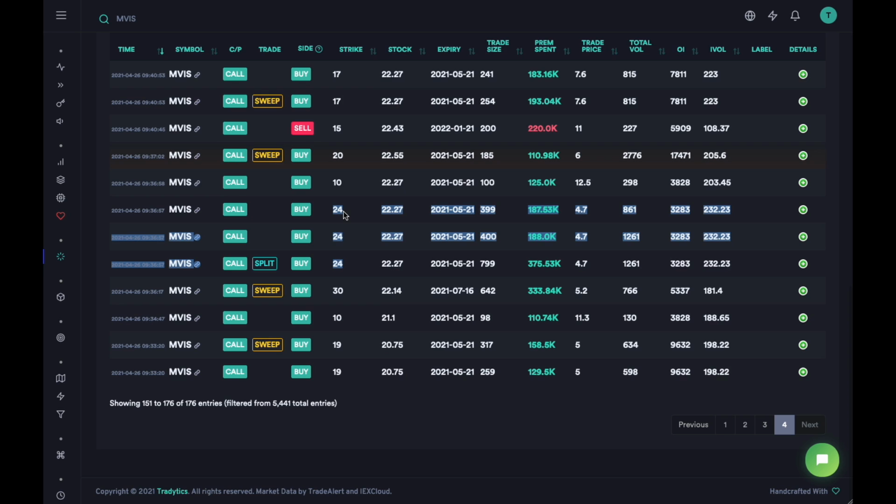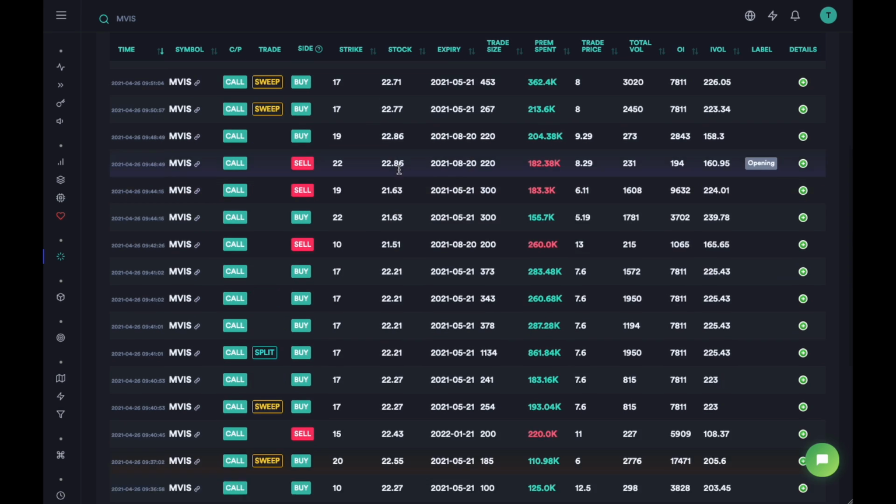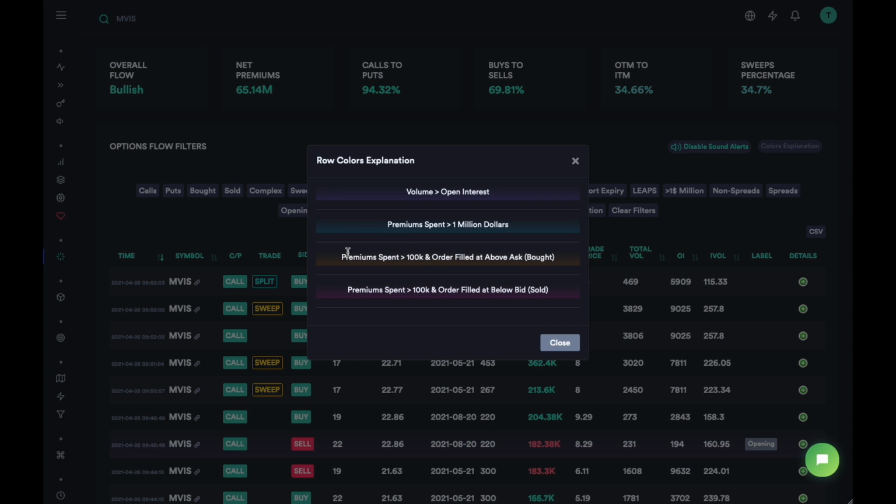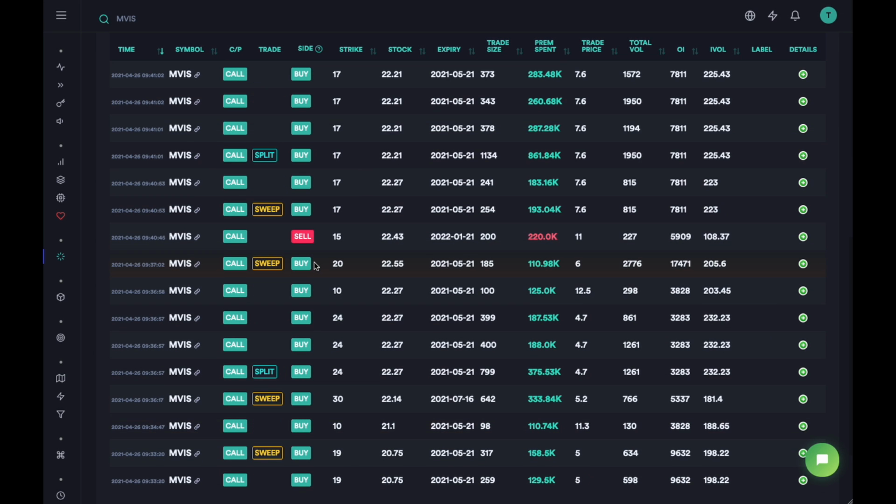The price is at 22. Someone just bought 24 strikes. That means that in the short term, the price is going to reach 24. That's the expectation here. Next, we see a 10 one, and then we see a 21. For this 21, we can see that this was bought above ask because of this yellowish line. That's what it represents. If you go to the colors explanation, premiums greater than 100k and order filled above ask. Those are always good for confirmation purposes.